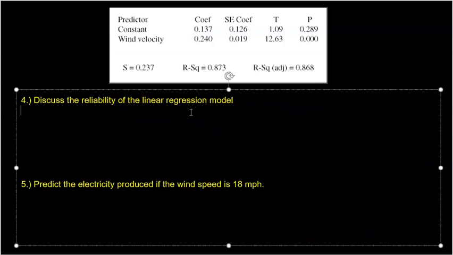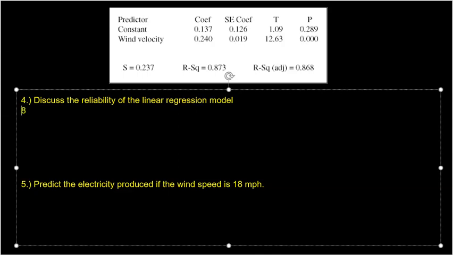All right, what else could I ask you? Well, I could ask you to discuss the reliability. So let's make sure you remember this from the video. Here we're going to look at S, the standard deviation of the residuals, and R squared. Let's start with R squared. R squared tells me how connected these two variables are. It is the percent of variation in the electricity that is explained by the variation in wind speeds. Now we just got to make sure we write that real nice.